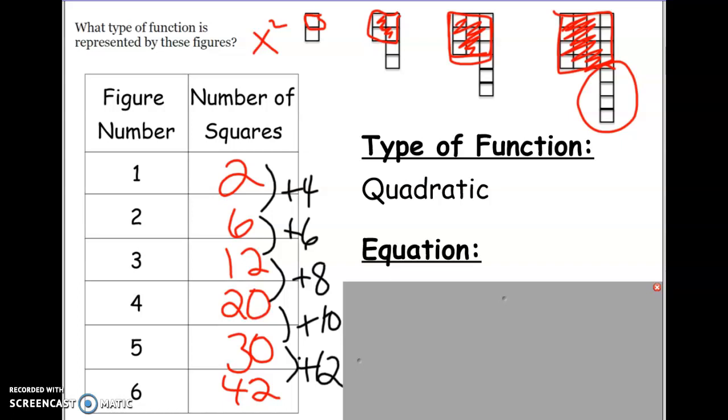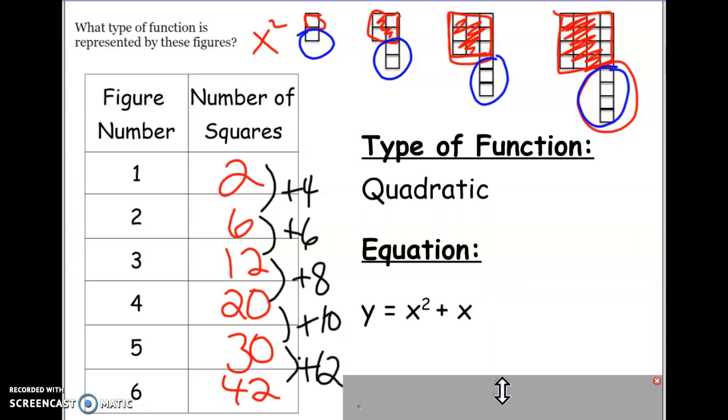Then we can even think about what's added on. Like this was the figure number 4 that was added on. This was the figure number 3 that was added on. This was the figure number 2, and this one had the figure number 1 that was added on. So just check out that equation. If we had an equation that said y equals, or the number of squares equals, the figure number squared plus the figure number, that would work for every single one of our examples. All of our figure numbers.